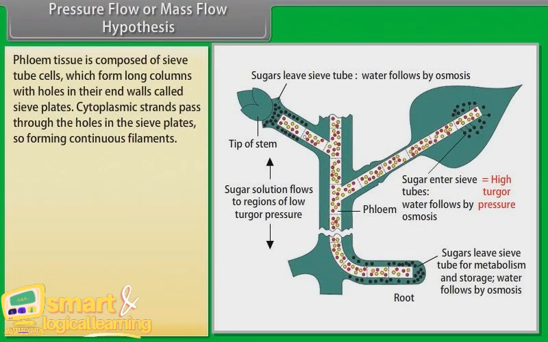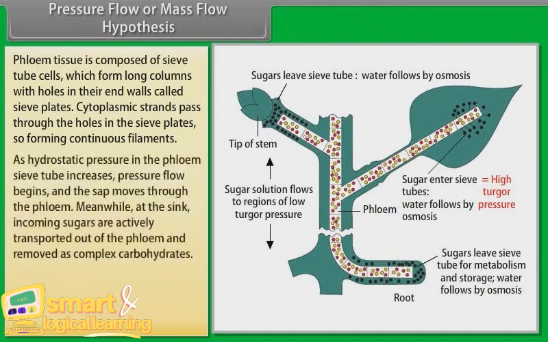Phloem tissue is composed of sieve tube cells, which form long columns with holes in their end walls called sieve plates. Cytoplasmic strands pass through the holes in the sieve plates, forming continuous filaments. As hydrostatic pressure in the phloem sieve tube increases, pressure flow begins, and the sap moves through the phloem.